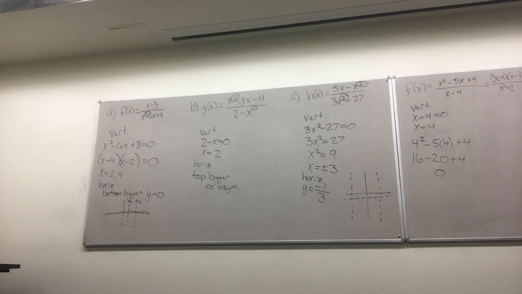Not truly, because 4 is still not part of the domain, okay? So the domain is still -infinity to 4 and then 4 to infinity, but we don't have a full asymptote there. What happens in cases like this is it's a hole in the graph. So the graph looks like x minus 1, with a hole at whatever the point would be when x equals 4.